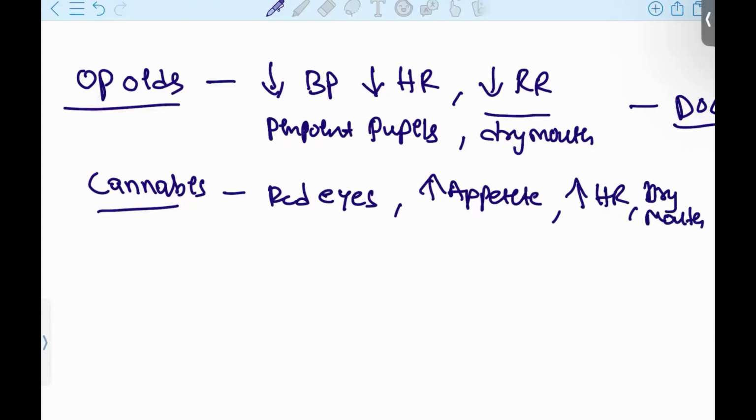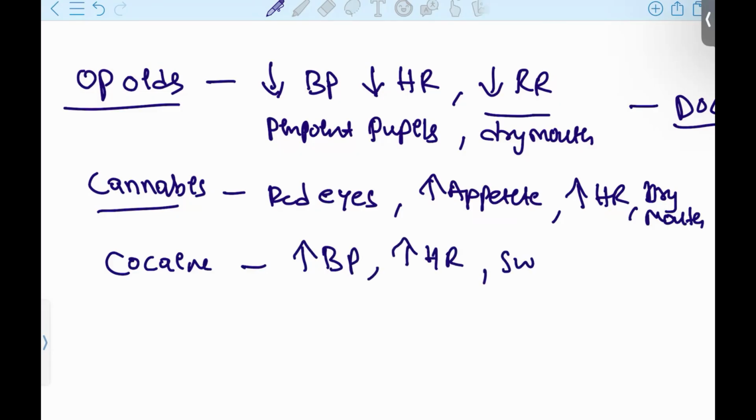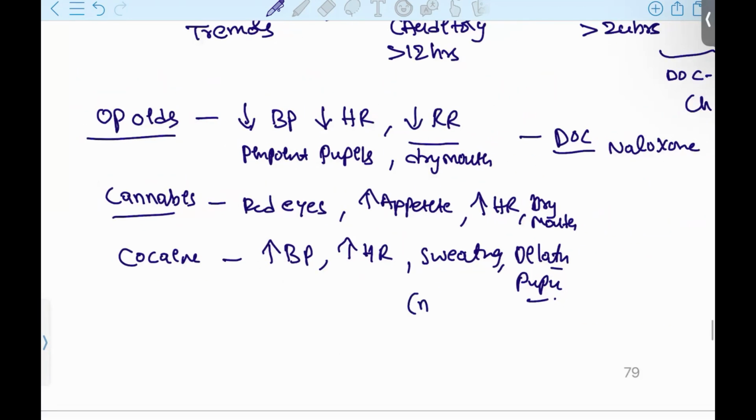Next, cocaine. In cocaine, the patient will be having high BP, high heart rate. Opposite to the opioids, the patient will be having sweating and dilated pupils. Okay, these are some of the features. And also you might have heard of Magnan syndrome. Okay, Magnan syndrome. This Magnan syndrome is commonly associated with cocaine.